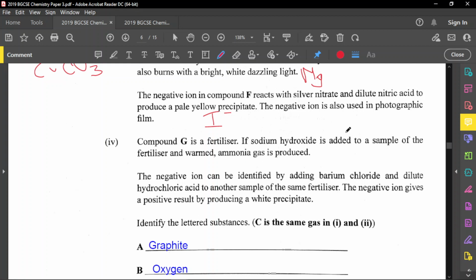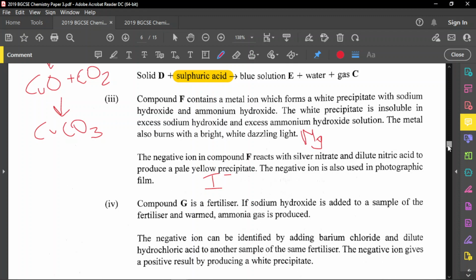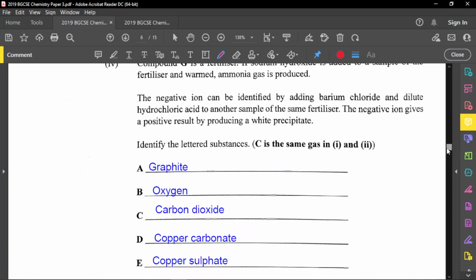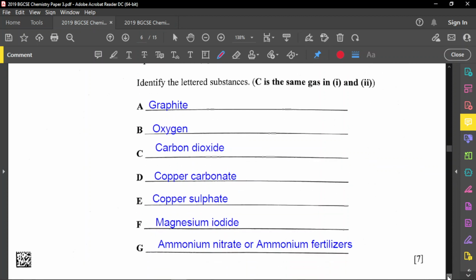So again, A, as mentioned in the first equation here, the solid is going to be graphite. Gas B is oxygen and carbon dioxide. Those are the first three answers there. We have copper carbonate, as I showed you in the reaction: copper reacts with oxygen to form copper oxide, then reacts with carbon dioxide to form copper carbonate. And what you get as a result here as a blue substance is copper sulfate.